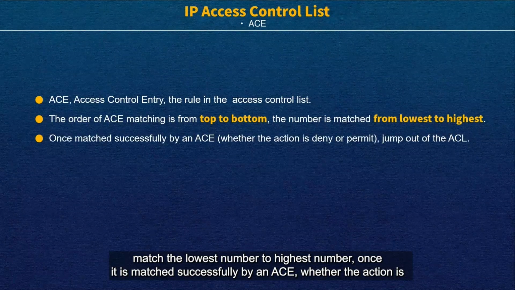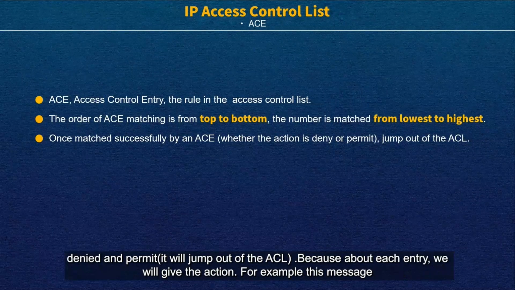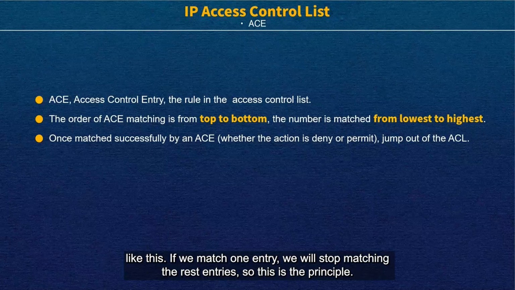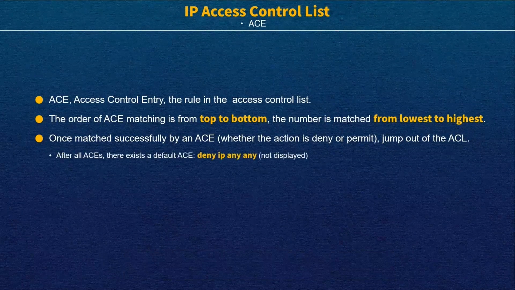Once matched successfully by an ACE, whether the action is deny or permit, because each entry has an action, for example, this message matches the rule, finally we will allow it to pass or directly discard it. If we match one entry, we will stop matching the rest of the entries. So this is the principle.